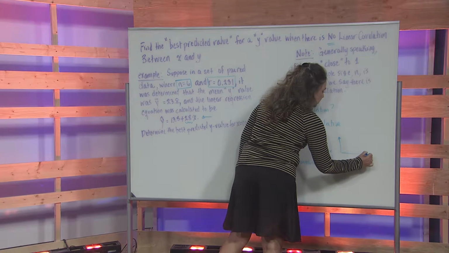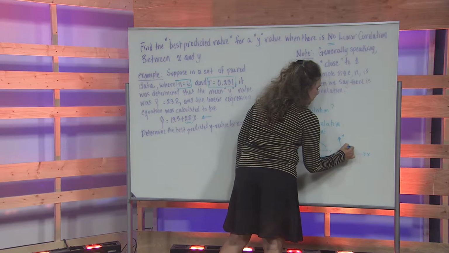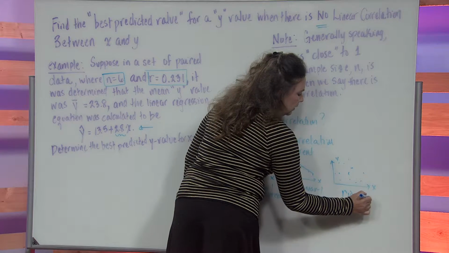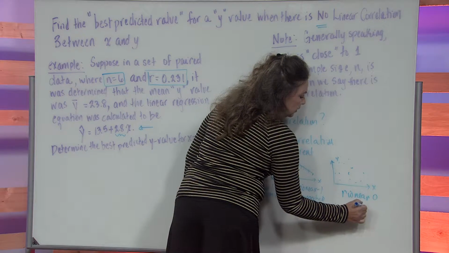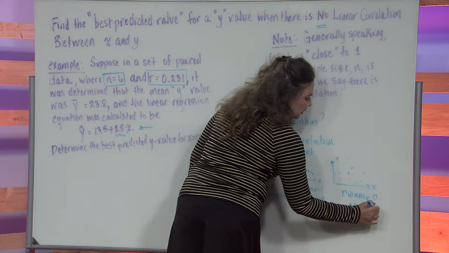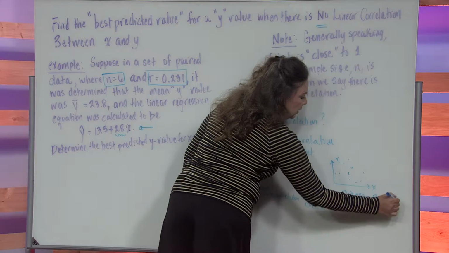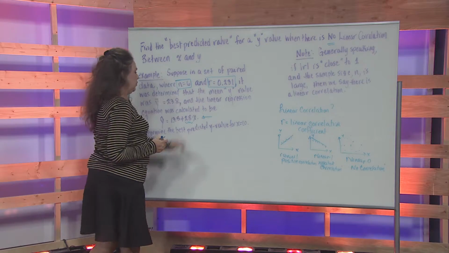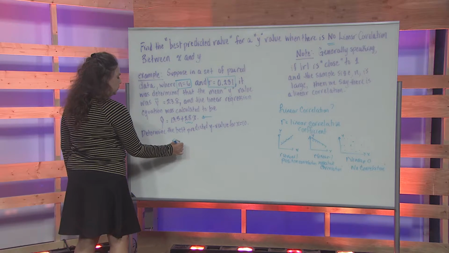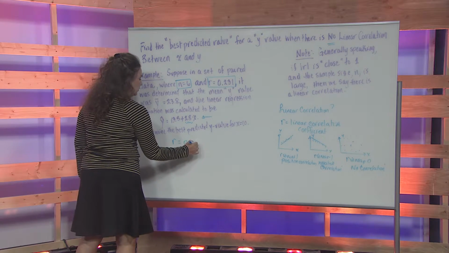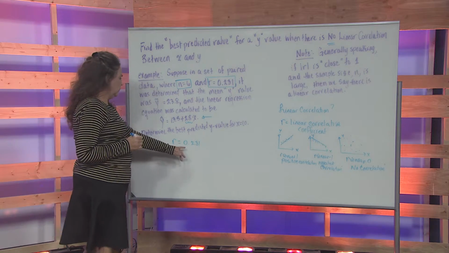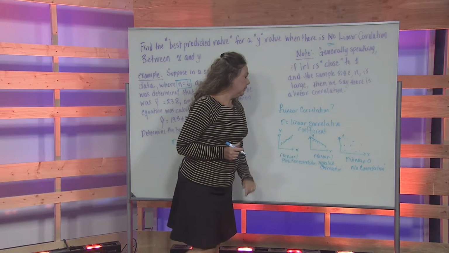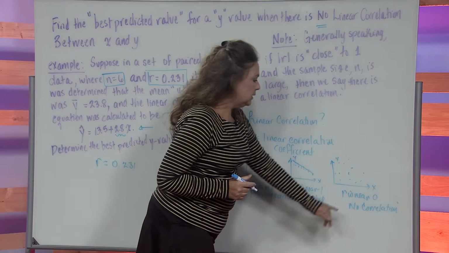And we could have an additional situation where the data are scattered throughout. Here r is near 0, and there is no linear correlation between that paired data. So we'd like to take a look at that r value. And in our problem, we're given that r is equal to 0.231. So r is not close to +1 nor -1. It appears that r is near 0.